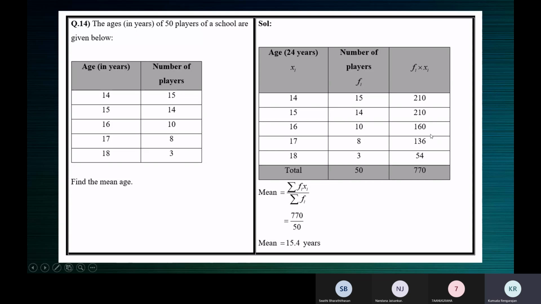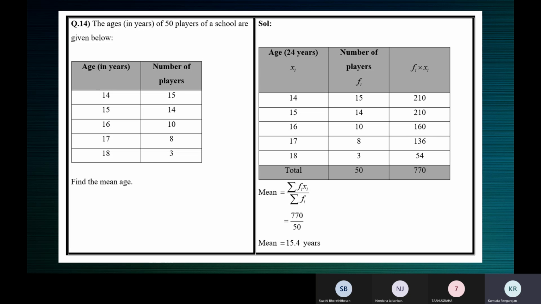Yes, ma'am. So you can just cancel out the 0 and 0. First, you can just cancel the 0 here and 0 here. So it becomes 77 by 5. You can multiply the numerator and denominator by 2. You get 154 by 10, which is 15.4. 10 has 1 zero. That means after the decimal point, there should be 1 digit. So 15.4, 1 digit after the decimal point.